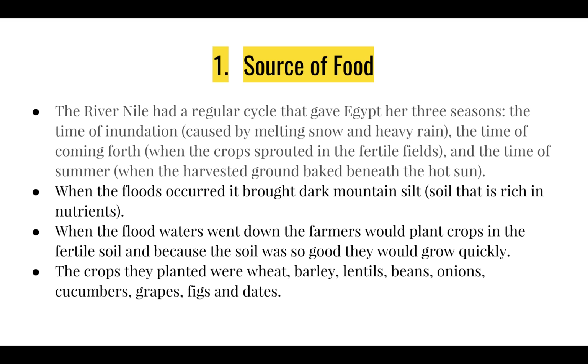So if we go to the first one, the big thing about the River Nile and why it was such an important waterway and why it was such a consistent source of food for the Egyptian people was that it had this regular cycle. It had these three seasons. The first one, the time of inundation, which is like a flood. So this was caused by the snow melting up on the mountains and some heavy rain periods.